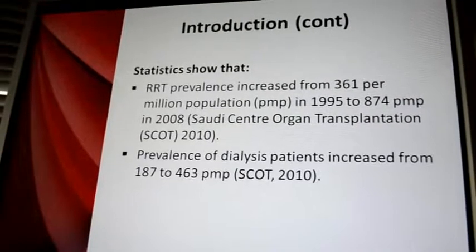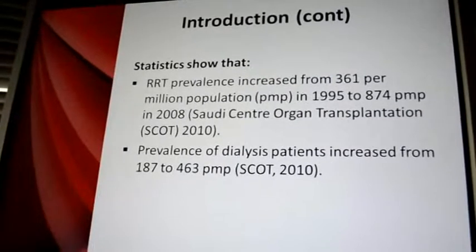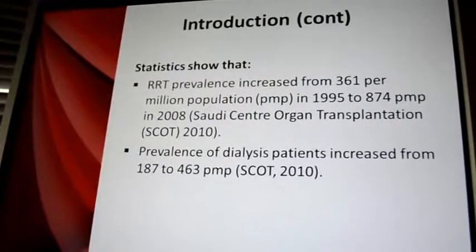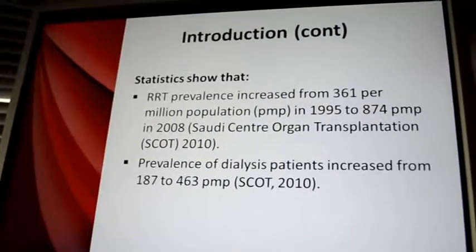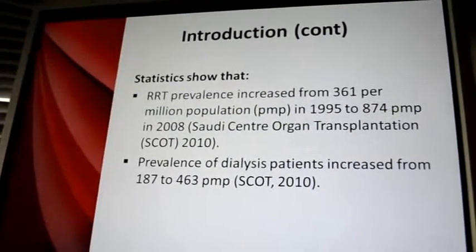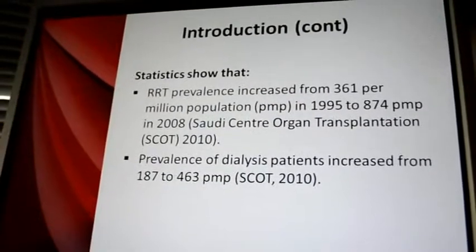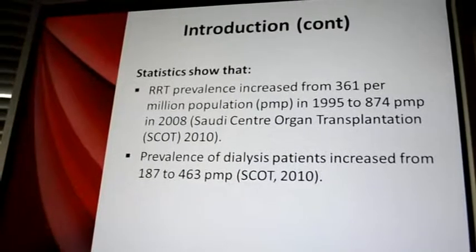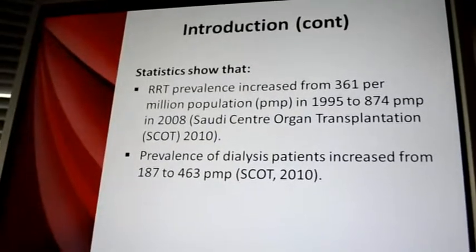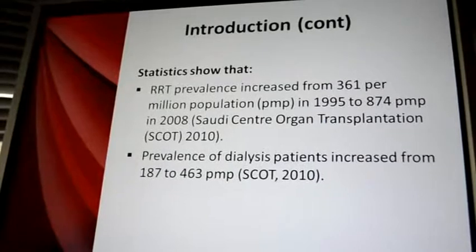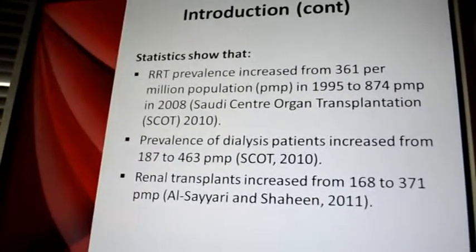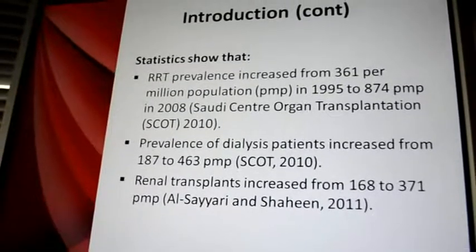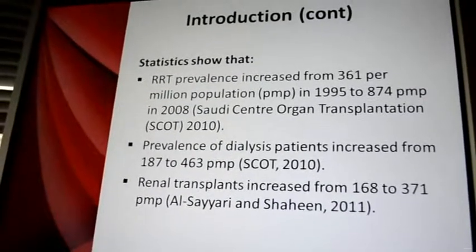Statistics show that the prevalence of renal replacement therapy has increased from 361 per million population in 1995 to 874 per million population in 2008. Furthermore, the prevalence of dialysis patients increased from 187 to 463 per million population. Renal transplants increased from 168 to 371 per million population.